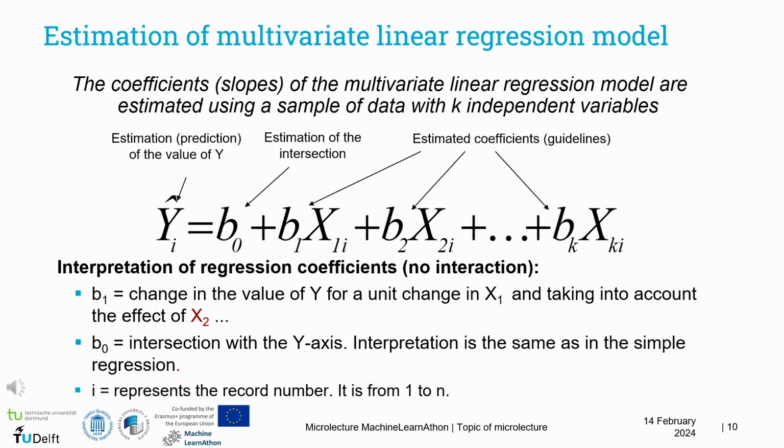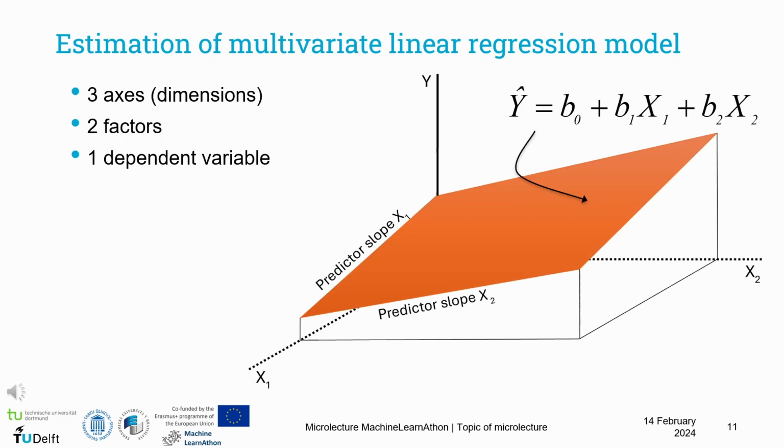Each slope coefficient, such as b1, represents the net effect of the corresponding predictor variable. Specifically, b1 indicates how much y changes with a 1 unit increase in x1 while holding the effect of other variables like x2 constant. This slide illustrates a multivariate regression model with two predictors and one outcome. The plane shows how y changes based on x1 and x2, with each slope representing the effect of one variable.